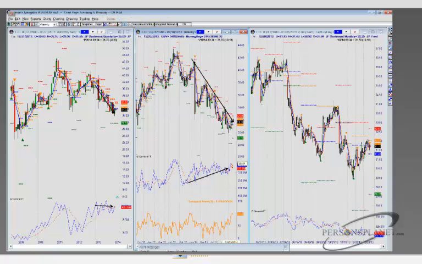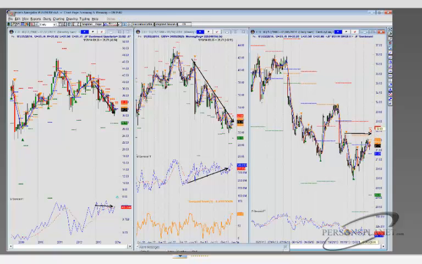We get a pop in this name above this swing high of 32.40. I don't want to buy it on picking the bottom. I don't want to buy this thing on strength.